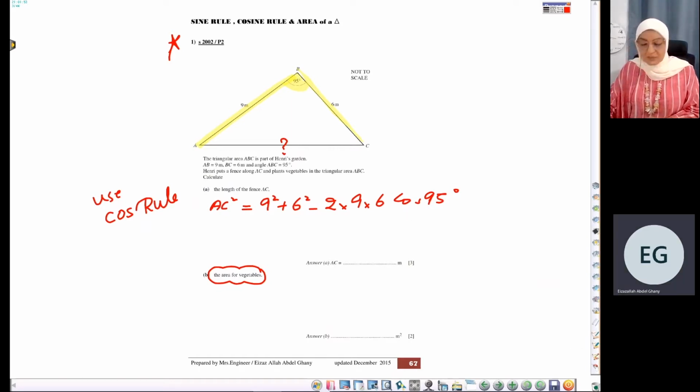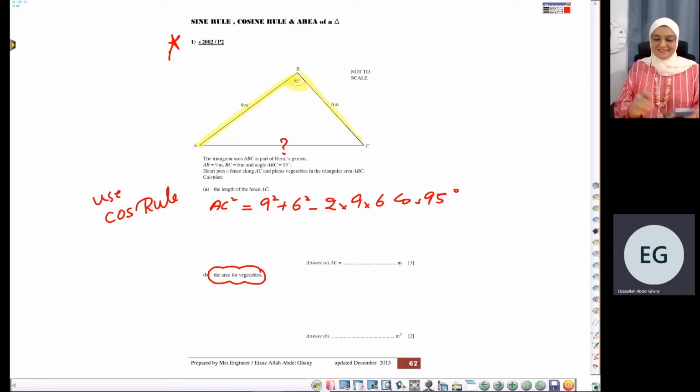Now, you just calculate it without details. Do it in one shot on the calculator, please. Let's go. Hold your calculators. You're not watching without working. You have to work. Math needs written working to be excellent. 9 squared plus 6 squared minus twice 9 into 6 into cosine 95.